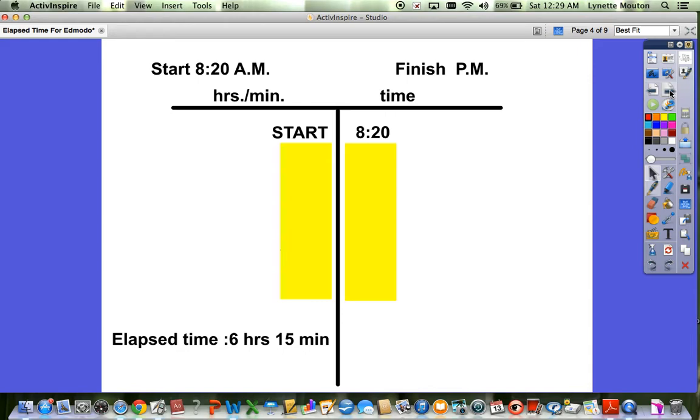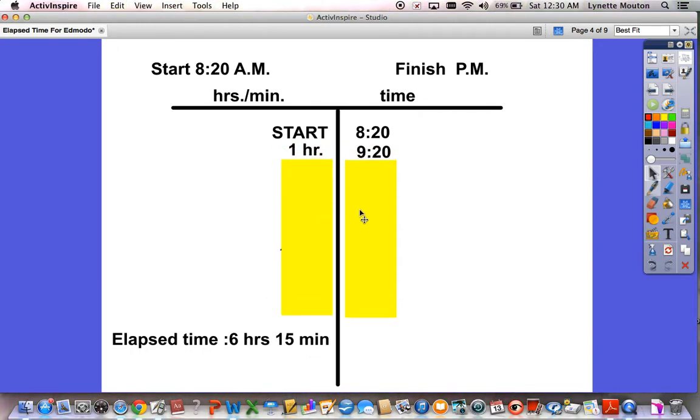Here's another one. If you start at 8:20, they give you the start time. They don't give you the finish time, but they give you the elapsed time. They want you to go 6 hours and 15 minutes. So again, we start with the hours. 8:20, 1 hour, will take us to 9:20.